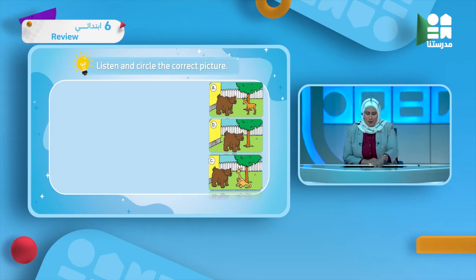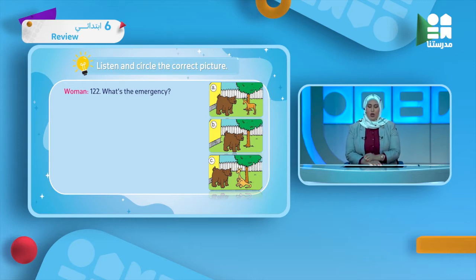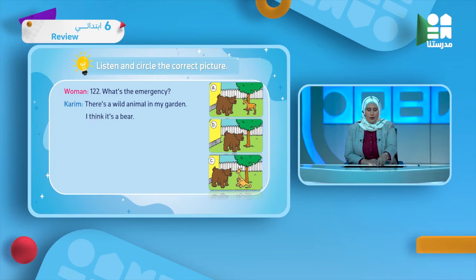Let's listen together. Woman: 122, what's the emergency? Karim: There is a wild animal in my garden. Woman: I think it's a bear. No, it isn't a bear. I think it's a deer.